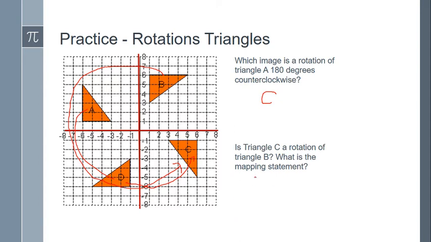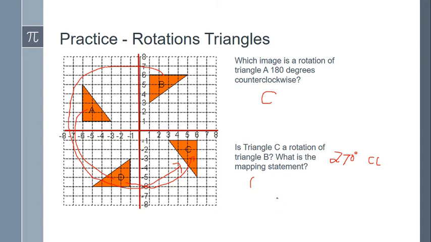And the mapping statement for a 270-degree counterclockwise rotation, remember, typically I could just say 270 degrees and it's implied counterclockwise. All right, negative degrees imply clockwise, or they'll tell you. Just to make it super clear, I think in most of your checkpoints and your exams, it actually will use the word counterclockwise or clockwise, just to specify to you.